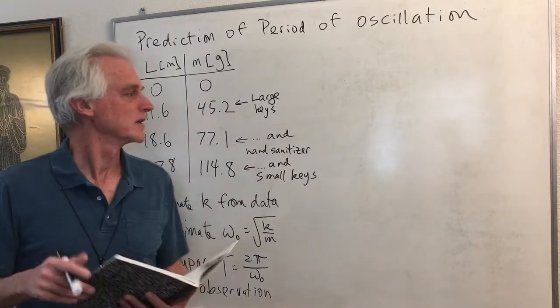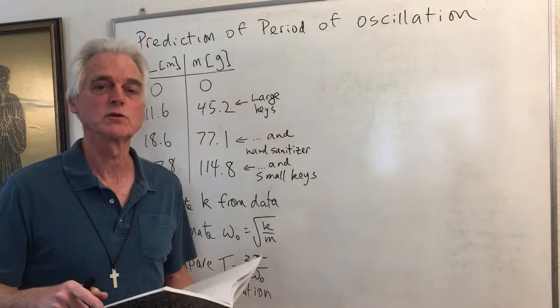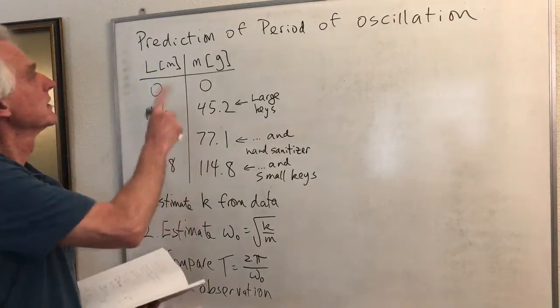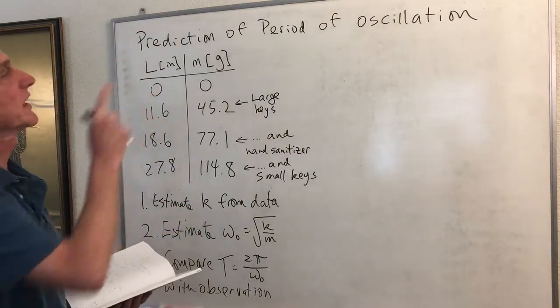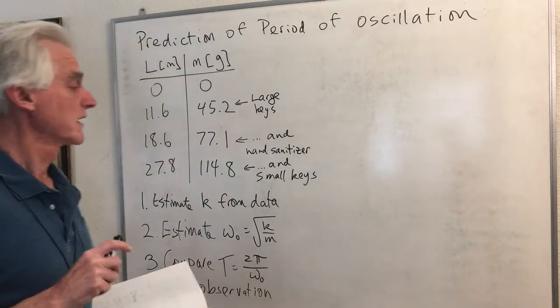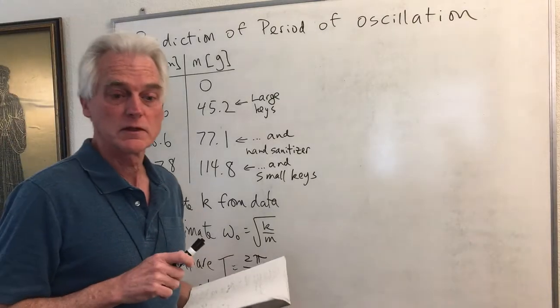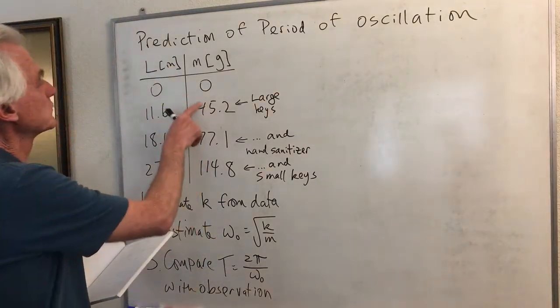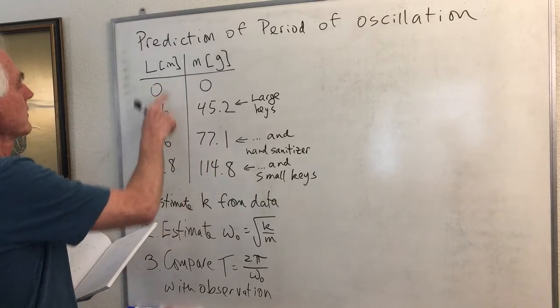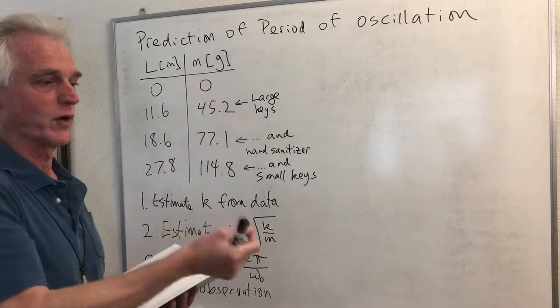Hello. So in this video I'm going to estimate or predict the period of oscillation of that mass on the spring that I posted yesterday. I've summarized the data here. I have the extension of the spring in inches, and I subtracted the 2.2 inches with no mass on it.